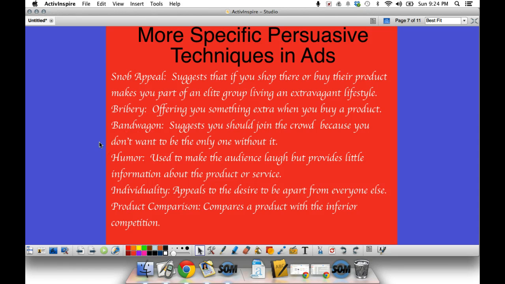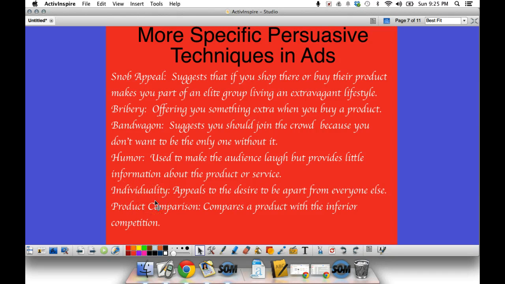Humor is used to make the audience laugh, but provides little information about the product or the service. Commercials that are usually funny, like the Sonic commercials. They introduce a product, and they're funny, but they don't really tell anything about the product. They just mention it. So that's humor. It's supposed to be funny, and it's kind of like transfer. It carries over that emotion, but it's used to make you laugh.